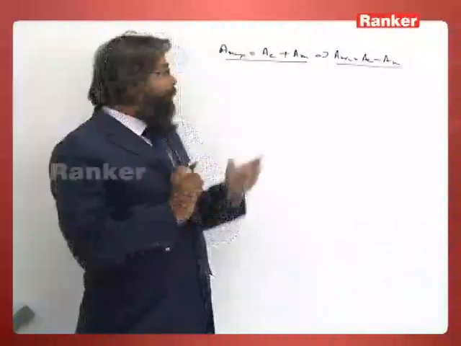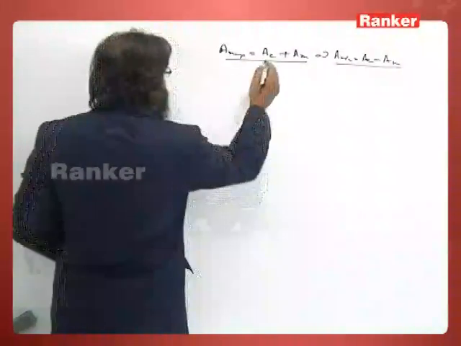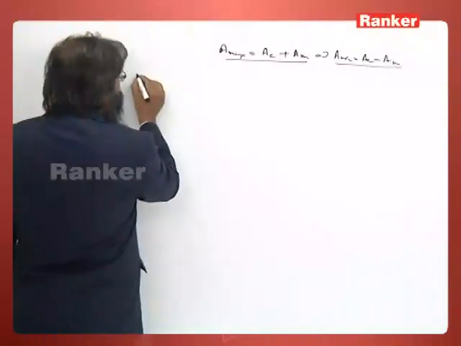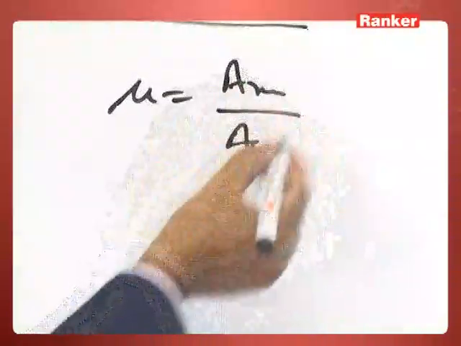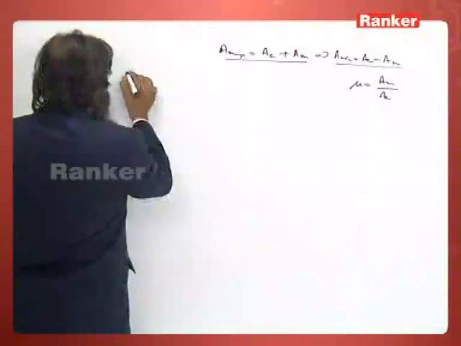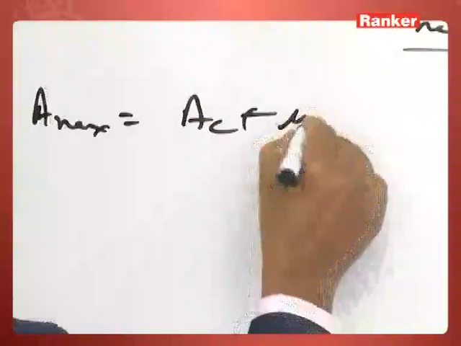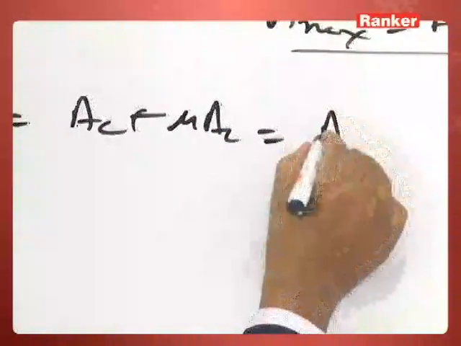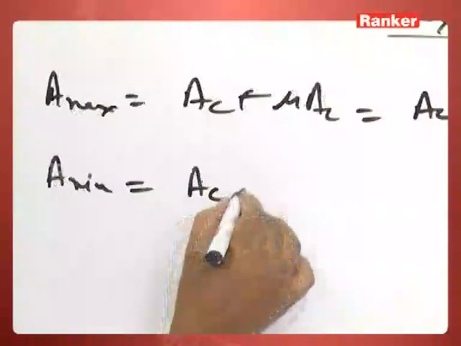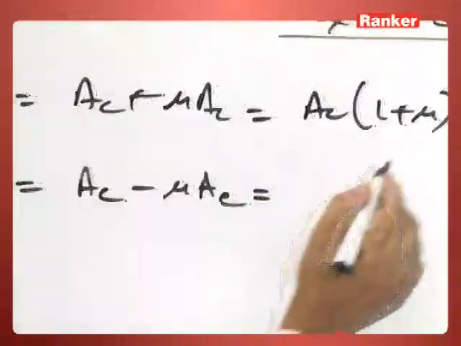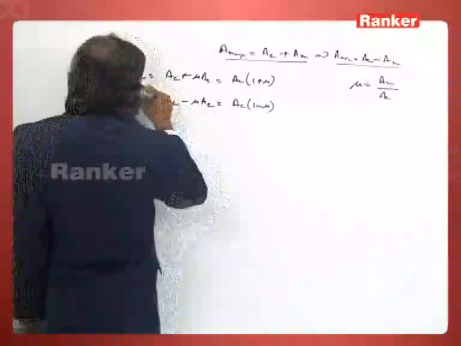So now let us see how A max and A min can be expressed in terms of modulation index. So we define modulation index mu as AM by AC, and generally it is less than 1. So A max becomes AC plus AM, which is mu AC, that is we get AC (1 plus mu). A min will be AC minus mu AC, so minus AM is mu AC, that again comes AC (1 minus mu). So let us divide these two.